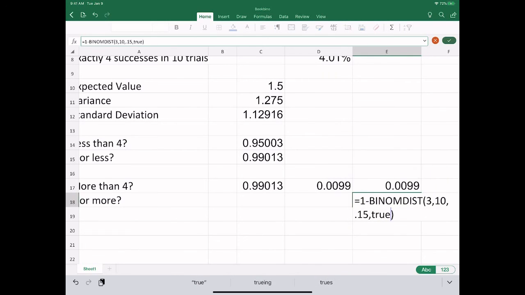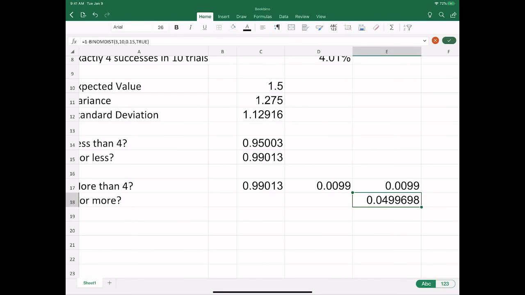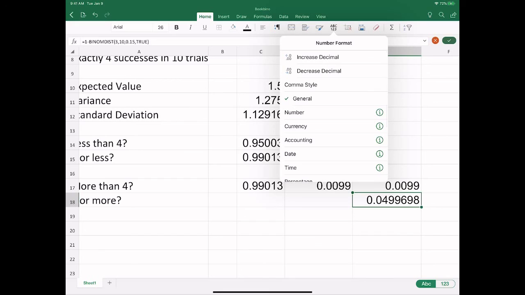And now I'm going to go ahead and hit the green check. And I'm going to get my decimal right away. 0.0499698. I can reduce the size of the decimal if I want to take a couple of spaces out, just the way I've been doing it. I could say decrease the decimal 2 or 3 places, 4 places if I wanted, and make it match the number of places from above.